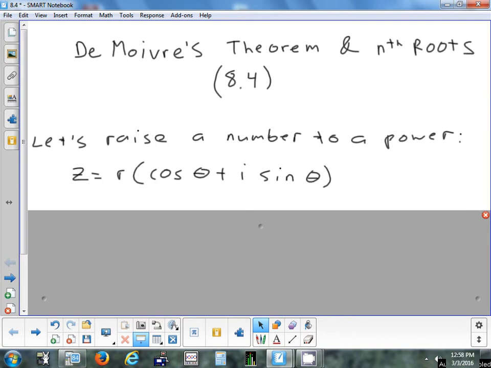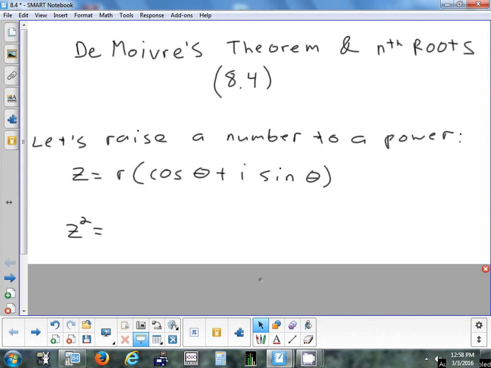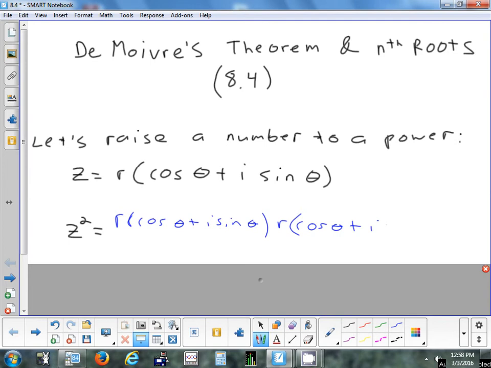Okay, so we're going to take this number and we're going to raise it to a power. So here's the general form of the trig form of a complex number. Just a generic number. I don't know r and I don't know theta. And what I'm going to do is square it. So I'm just going to write it out twice. r cosine theta plus i sine theta, times r cosine theta plus i sine theta.